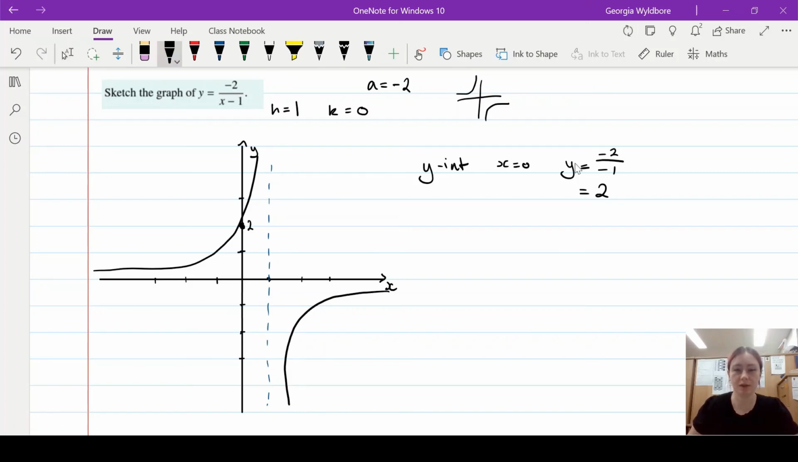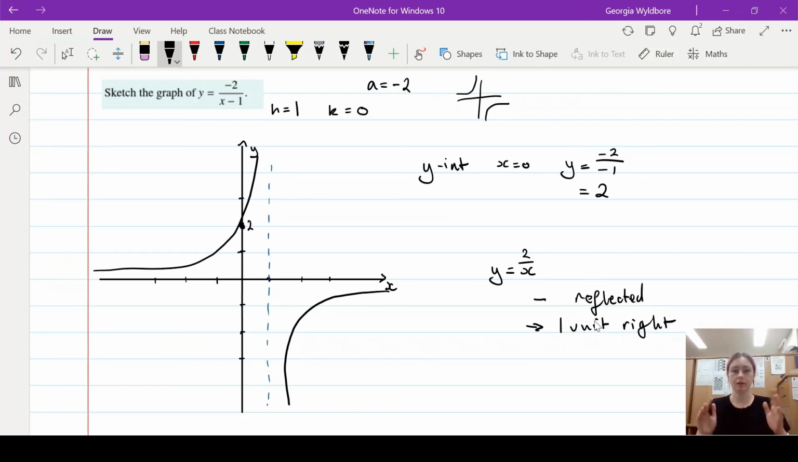You can see from this graph, it's effectively just the graph of y equals 2 over x, and then it's reflected with the negative, and then translated 1 unit to the right on x. So it's just your standard hyperbola shifted over to the side.